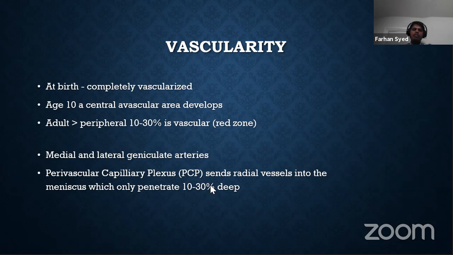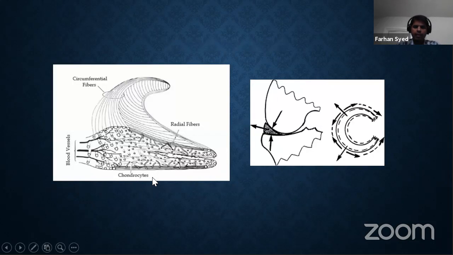The vascularity of the meniscus is derived mainly from the medial and the lateral geniculate arteries. These arteries form a perivascular plexus which sends radial vessels, and as we know, that forms the 10 to 30% red zone.